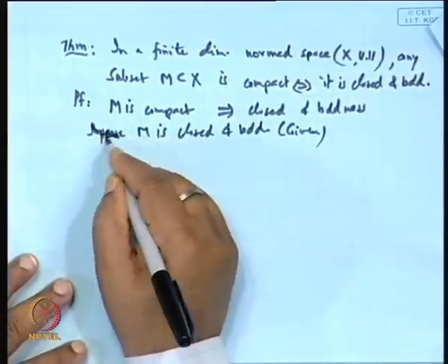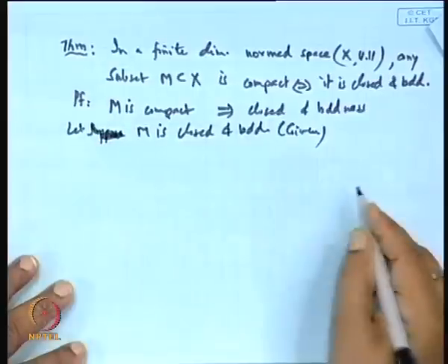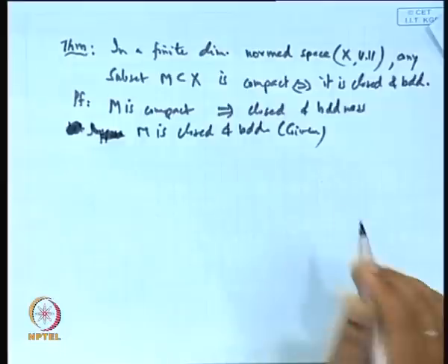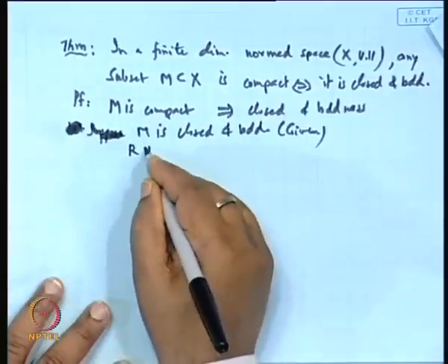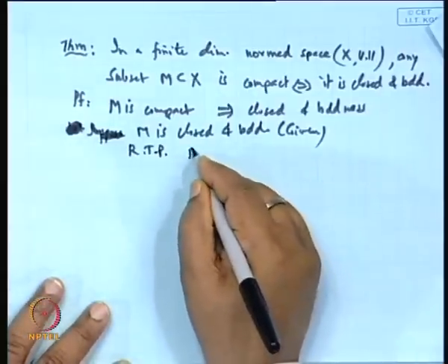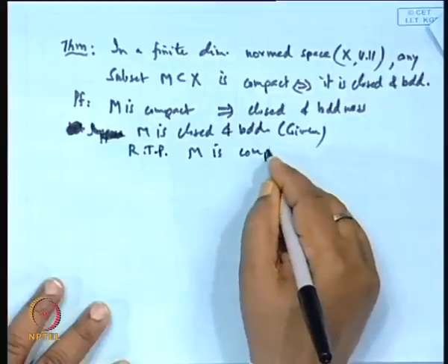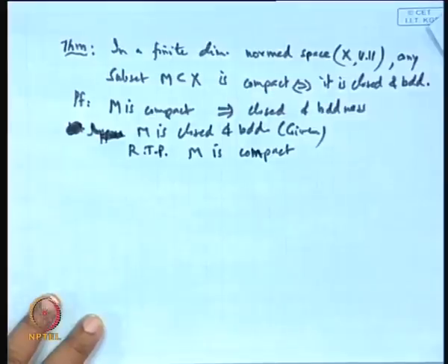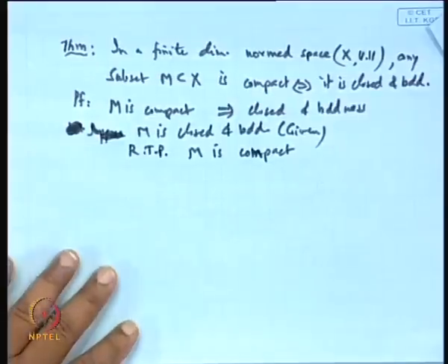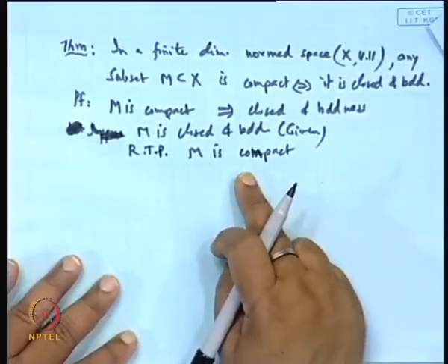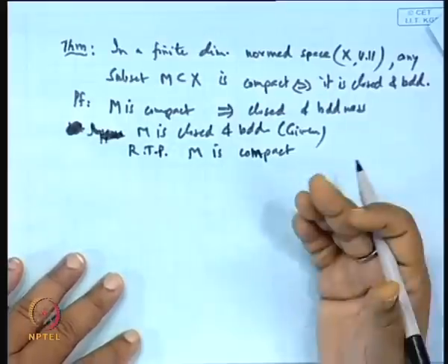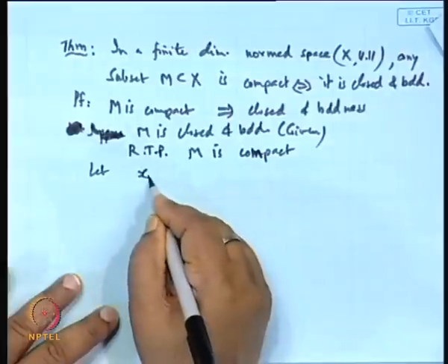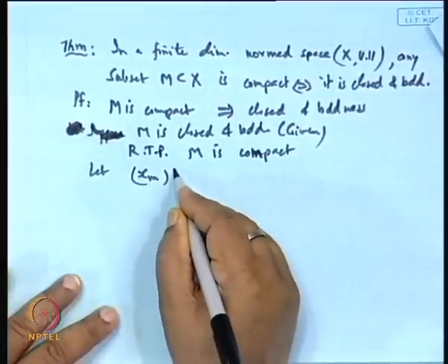Suppose M is closed and bounded, or given that M is closed and bounded. Clear? We wanted to prove M is compact. It means if I prove that every sequence in M has a convergent subsequence, then it will be compact. Okay? So, let x_m be a sequence, an arbitrary sequence in M.